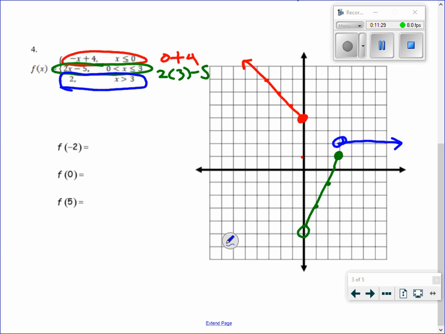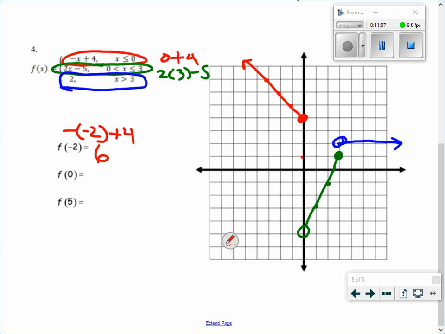So let's look at the questions down below here. So we have f of negative 2. Should that be the first, second, or third piece here? The first. So my input is negative 2. What is my output? Remember, it's a negative times a negative 2 plus 4, which would be 6.